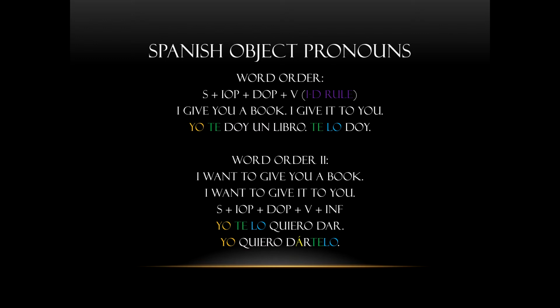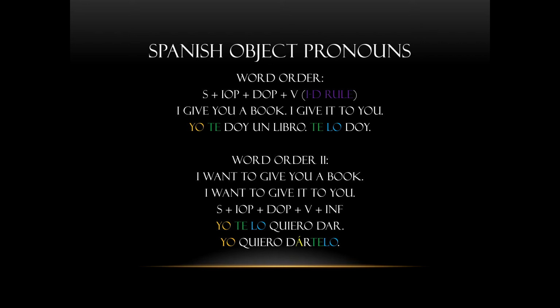So the word order of object pronouns is as follows. You have the subject plus an indirect object pronoun plus a direct object pronoun, and then your verb. If you want to put the word no, it'll go before the object pronouns. Those have to be right up there with the verb, always. That's called the ID rule, indirect, direct. If you do it backwards, you get DI, and that's the die rule, and you don't want to die in grammar.